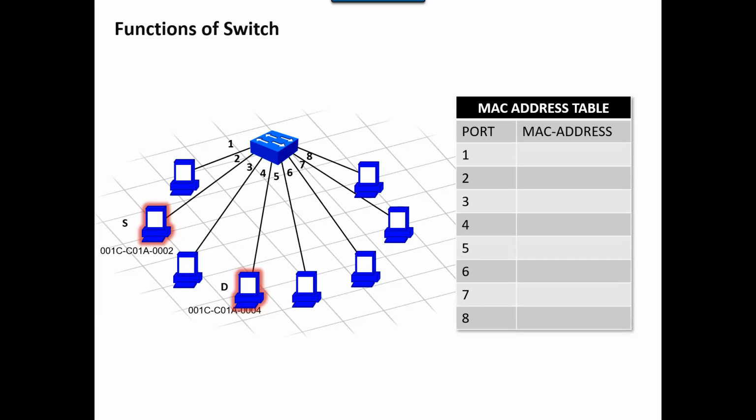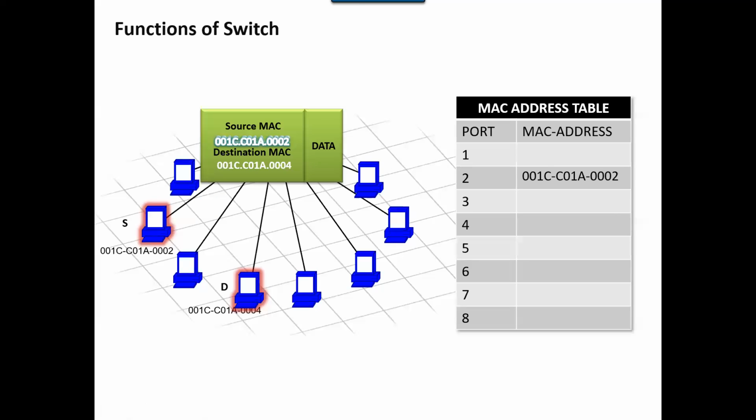So for the first time, if one PC wants to transfer the data to another PC, if S wants to transfer the data to D, it will send the request to the switch: my system is S, I want to transfer the data to D. Immediately, the switch will store the S system's MAC address in the MAC table. Then it will broadcast the data. It transfers the data to all the PCs which are connected to this switch.